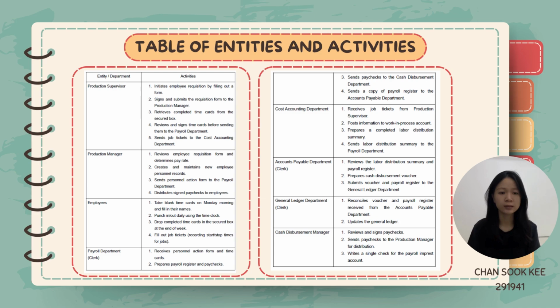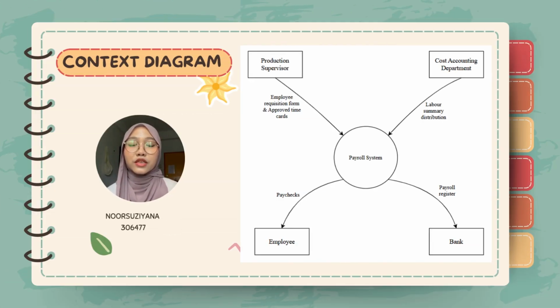This step-by-step process ensures proper checks and balances across departments, with each entity playing a critical role in maintaining payroll accuracy and preventing fraud. Let's begin with the context diagram, which provides a high-level overview of the entire payroll system.